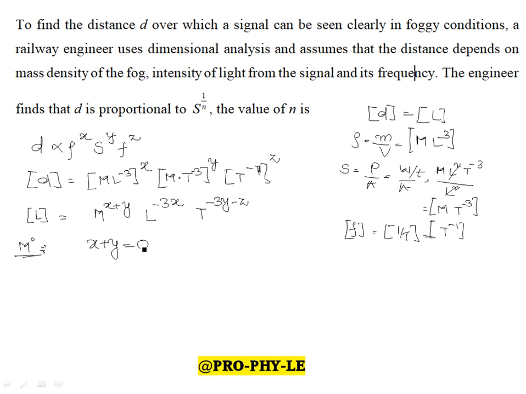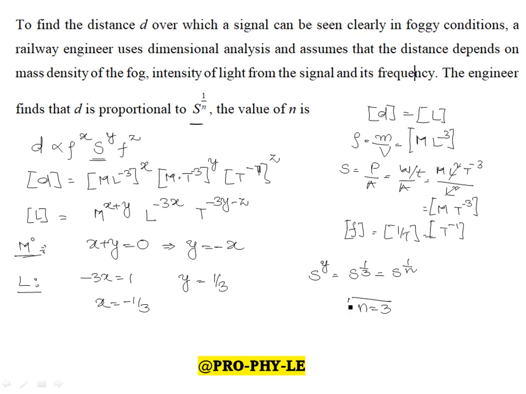Moreover from this, I can write Y will be equal to minus X. So if I go with powers of L, minus 3X is equal to 1. So X will be equal to minus 1 by 3. If X is minus 1 by 3, definitely Y will be plus 1 by 3, because Y is equal to minus X. Now this Y is involved in our intensity, that is what the question asks. So S power of Y is nothing but S power of 1 by 3. So this can be written as S power of 1 by N. So N will be equal to 3. So this is your corresponding answer.